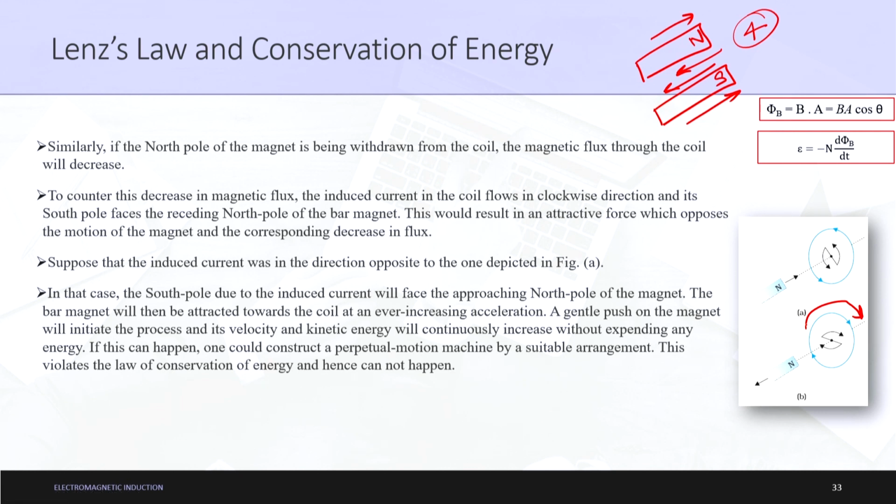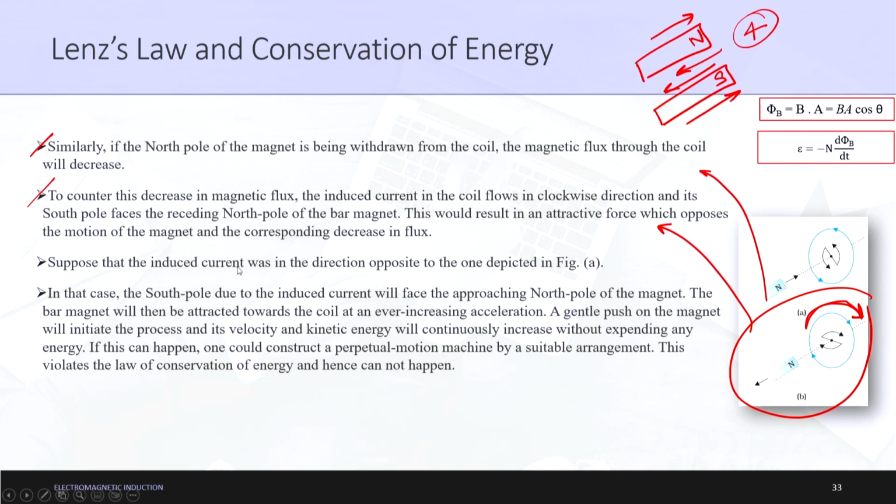So, what it does is it opposes the direction of current flow due to the magnetic flux induced in it. This would result in an attractive force which opposes the motion of the magnet and the corresponding decrease in flux. To reiterate, these 2 points were told about in this experiment.